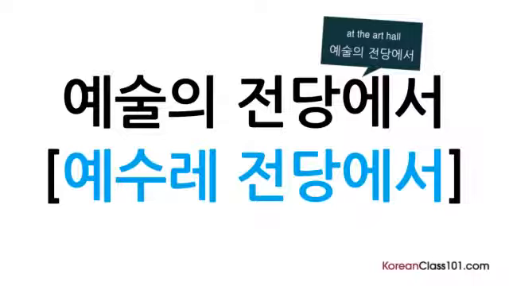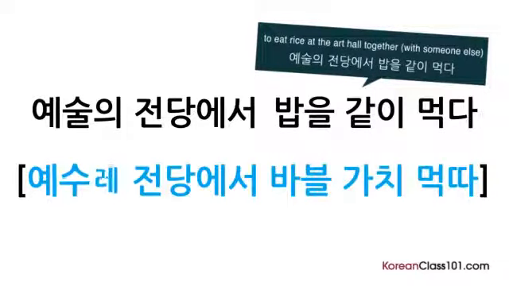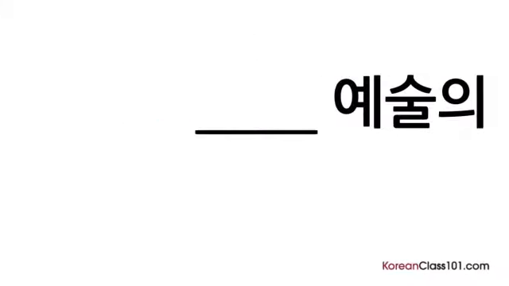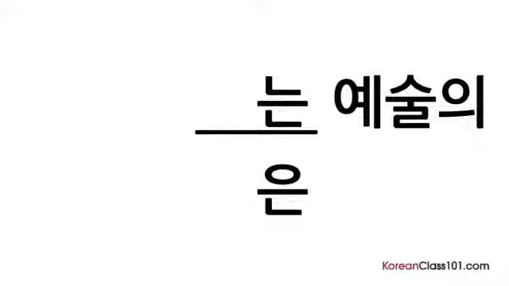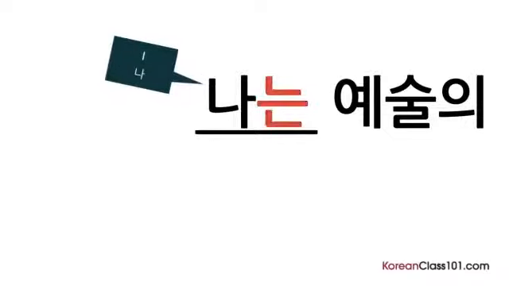If you keep reading this phrase again and again, you would be a master of doubled vowels. 예술의 전당에서. Then let's read the whole sentence now. 예술의 전당에서 밥을 같이 먹다. So what's the subject? To make a name or pronoun into the subject, you can simply put the particle 은 or 는 after it. For example, 나는, 나 means I, and 는 is the particle making it the subject.